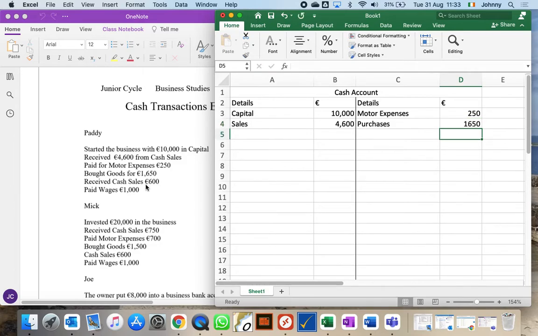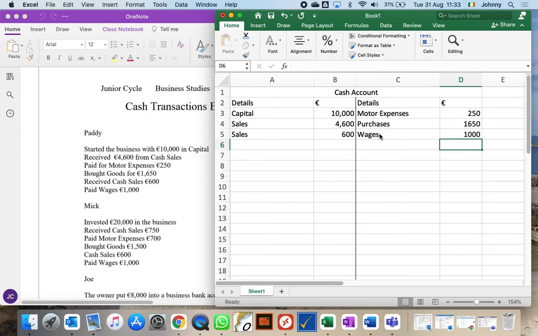I received cash sales 600, so I got more money. So 600 goes in here. And we call it sales. Fantastic. And I paid wages, so that's me spending money, so I'll call that wages. And the amount of money is 1,000. Is everyone okay with that so far?